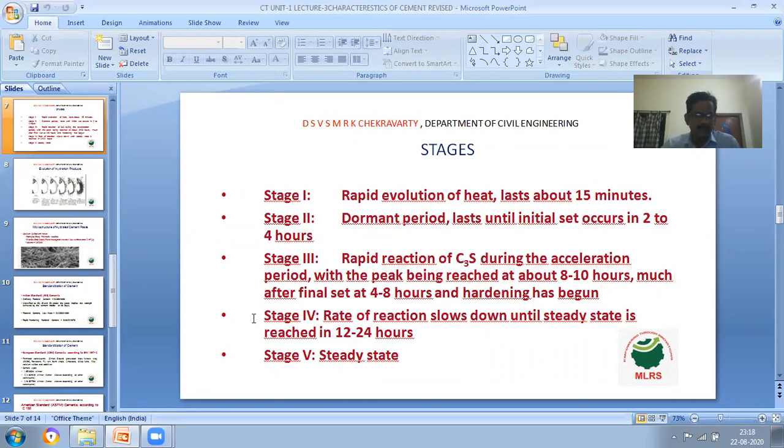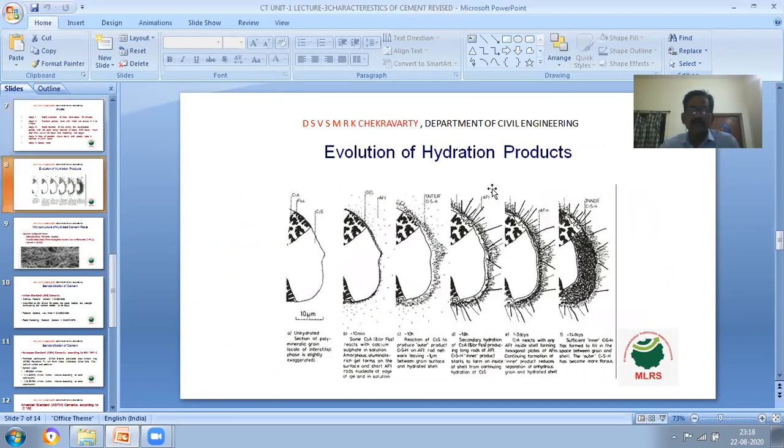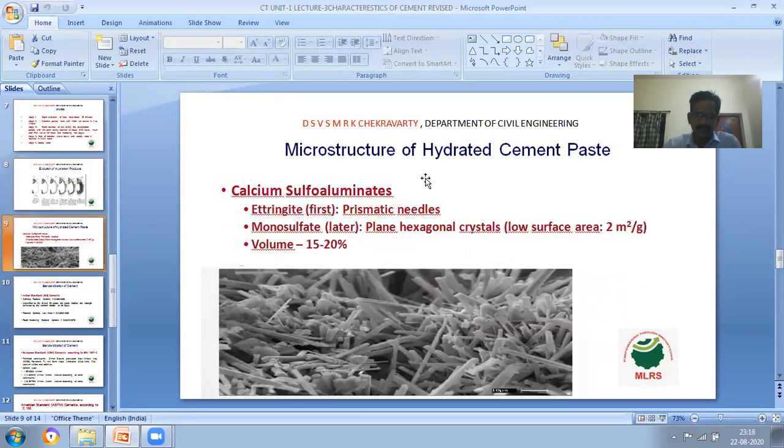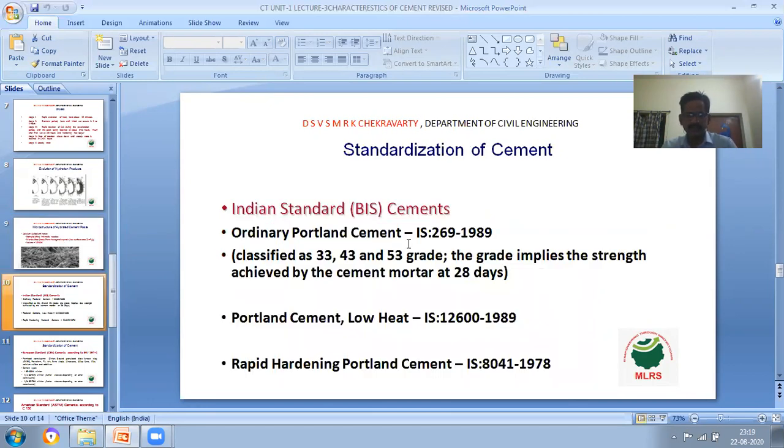And next, the evolution of hydration products, which will be like this, less than 10 micrometers, numbered 1 2 3 4 5 6. So the evolution of the hydration products will typically be like this. Next, microstructure of hydrated cement paste: the calcium sulfoaluminates, ettringite first as prismatic needles, next monosulfate, later plain hexagonal crystals, low surface area of 2 square meters per gram, and volume of 15 to 25%.